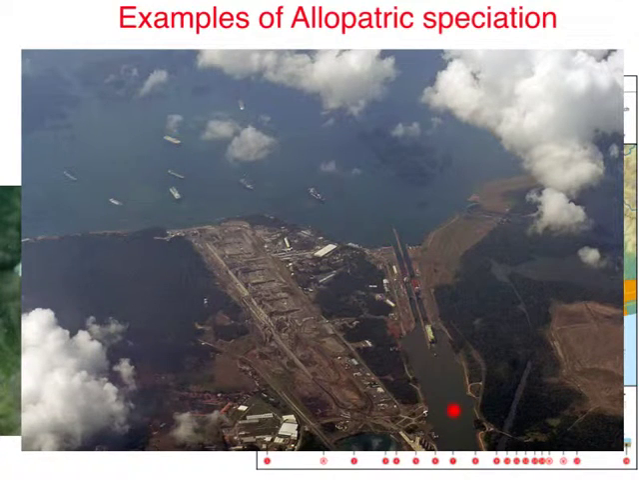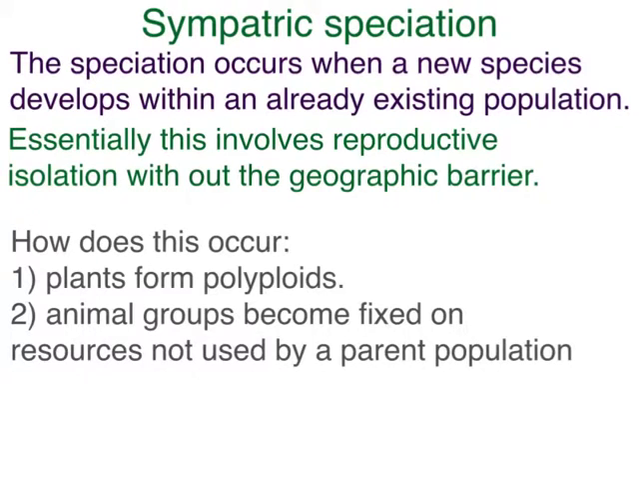Fish are going to come through here too, but not be able to get back out. And over time, they're going to change, and new species are going to evolve from that. The second mode of speciation is called sympatric speciation. This type of speciation occurs when a new species develops within an already existing population. So they're not separated like in allopatric speciation. Essentially, this involves reproductive isolation without the geographic barrier.